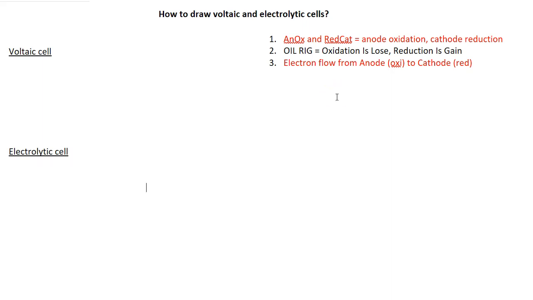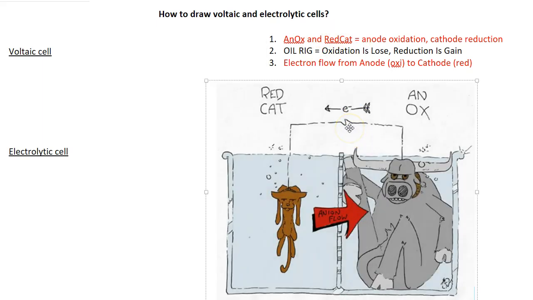Both of these cells, however, follow the same rules when it comes to drawing them. And the rules are simple. An ox and red cat. So here's a funny picture to help you remember it. See, a red cat and an ox. An ox means that the anode side will have the oxidation reaction, and the cathode side will have the reduction reaction.